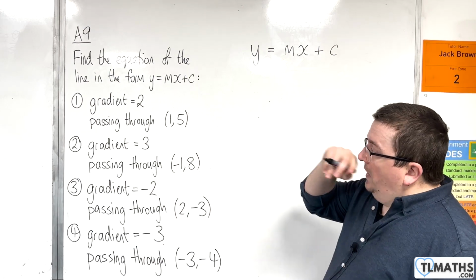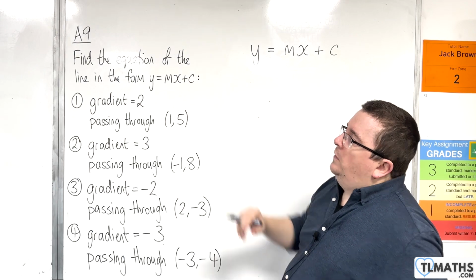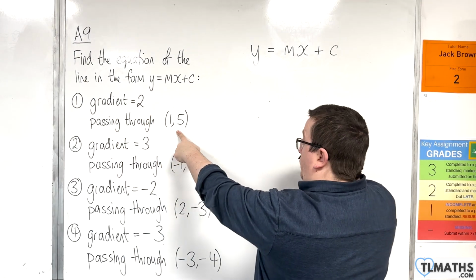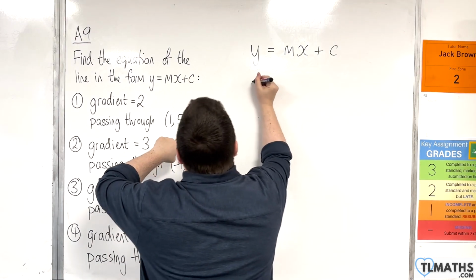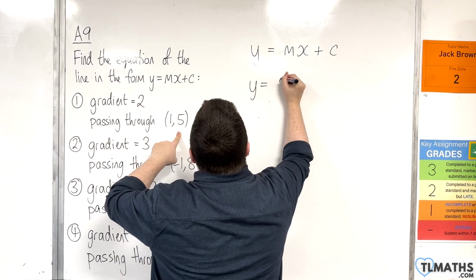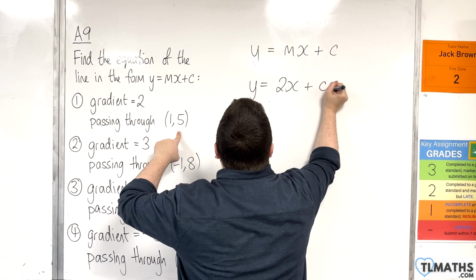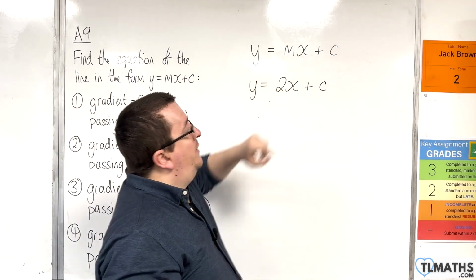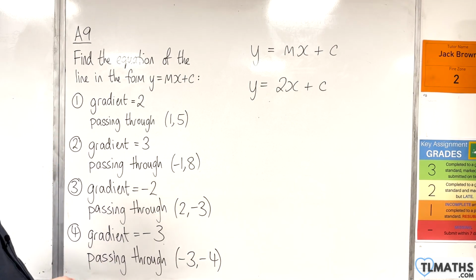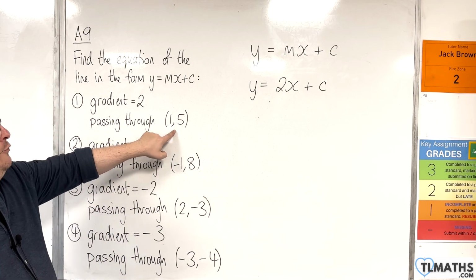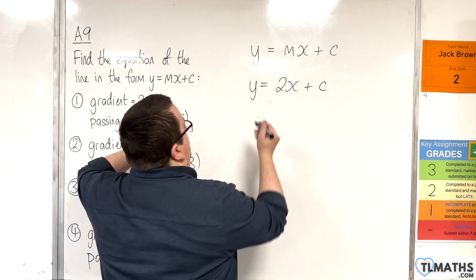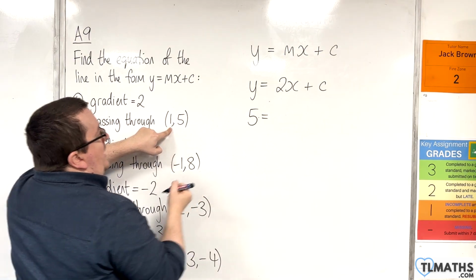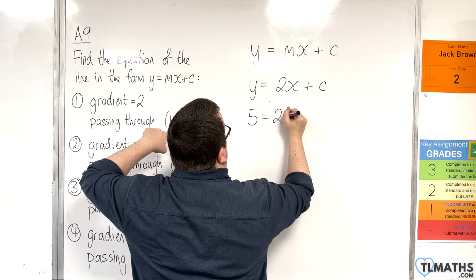So let's begin with number one. We have the gradient is 2, and it passes through 1, 5. So straight off the bat, we can write down that y is equal to 2x plus c, because the gradient is 2 and the m represents the gradient of the line. Now we know that it goes through 1, 5, so the y gets replaced with 5 and the x gets replaced with 1.